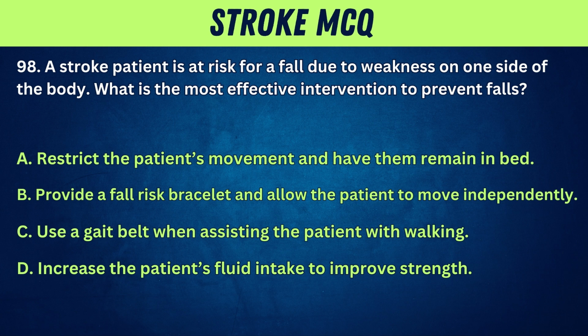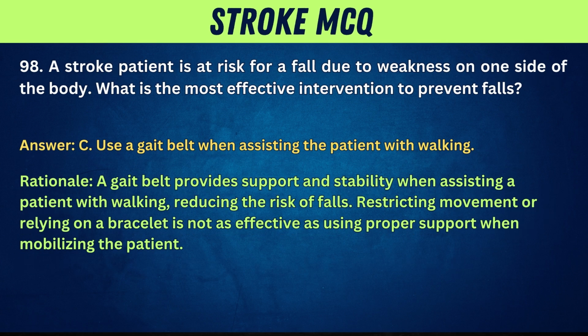A. Restrict the patient's movement and have them remain in bed. B. Provide a fall risk bracelet and allow the patient to move independently. C. Use a gait belt when assisting the patient with walking. D. Increase the patient's fluid intake to improve strength. Answer. C. Use a gait belt when assisting the patient with walking.